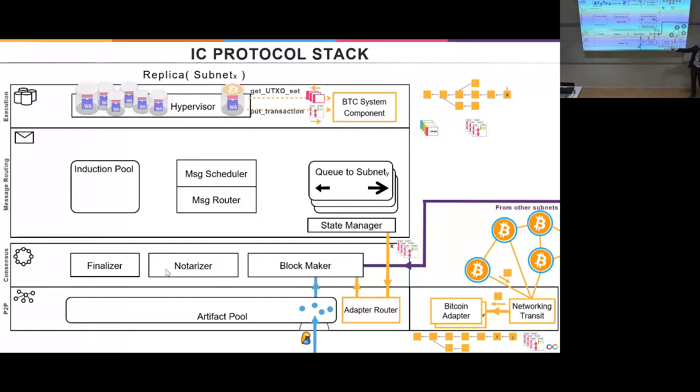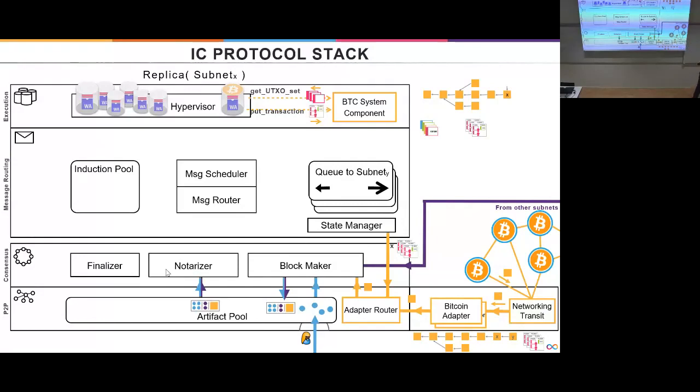Those two things are then given over to the Bitcoin adapter, and the Bitcoin adapter then matches the hashes with its local blockchain view, and then sees, okay, Y again is the one that extends the view of the BTC system component, and that's why this block Y will be provided back as a response. So this block Y is now getting to the block maker. Now the block maker can, as usual, create an IC block, but this time with an additional payload, the Bitcoin block here.